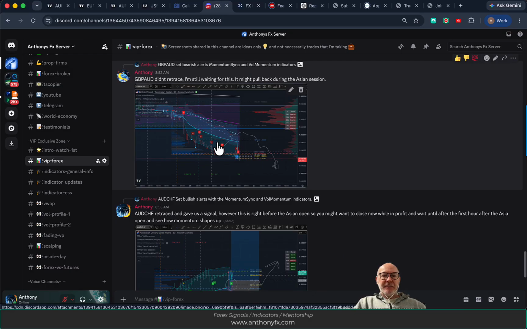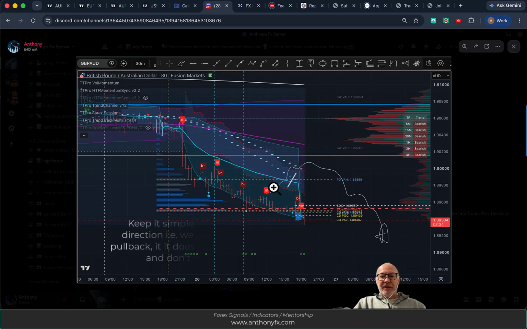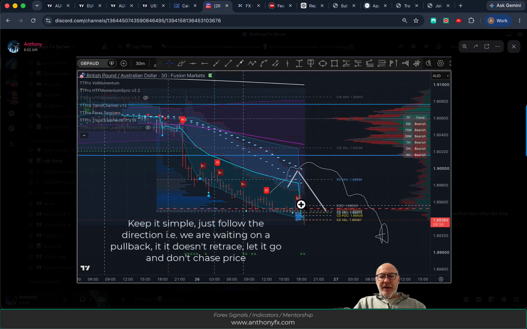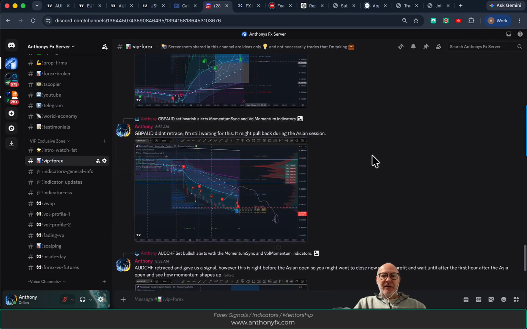Pound Aussie didn't retrace. Okay, so we were looking for this to pull back. I wouldn't be opening a trade into the Asian Open, so we'll just let that one go for now.